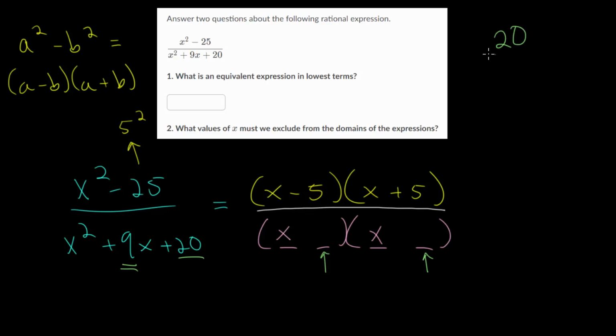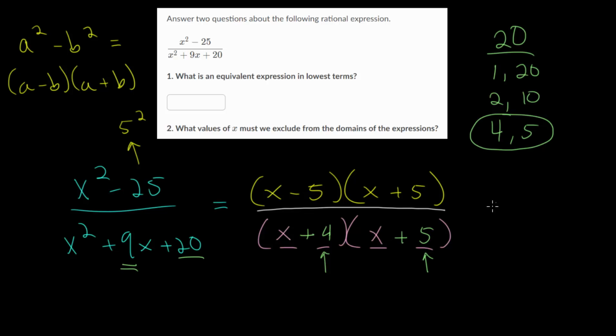So let's consider 20 and what numbers multiply to 20 here. So we can have 1 and 20, we can have 2 and 10, or we can have 4 and 5, or we can have where they're each negative, minus 1 and minus 20, and so on. But we really only need to know the positive numbers because we know they're going to add to positive 9. And so which of these pairs adds to 9? Well, that would be 4 and 5. So we'd have x plus 4 and x plus 5.